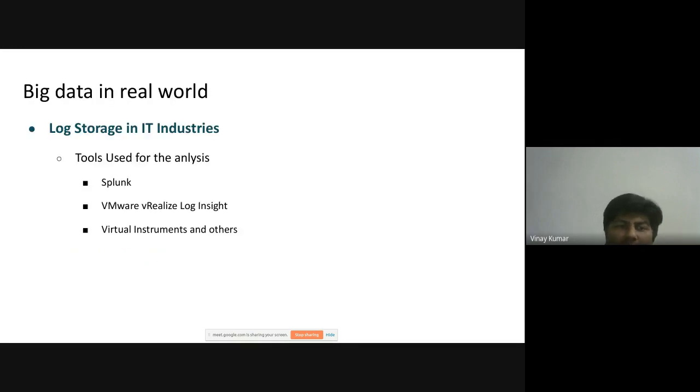So in big data, a real world example, right? In big data, we have log storage in IT industries. When we are looking around the data center in IT industries, it's difficult to ignore the potential in all of the big data available from infrastructure systems, right? So these industries store large amounts of data so as to deal with problems which occur rarely, in order to solve them, right?